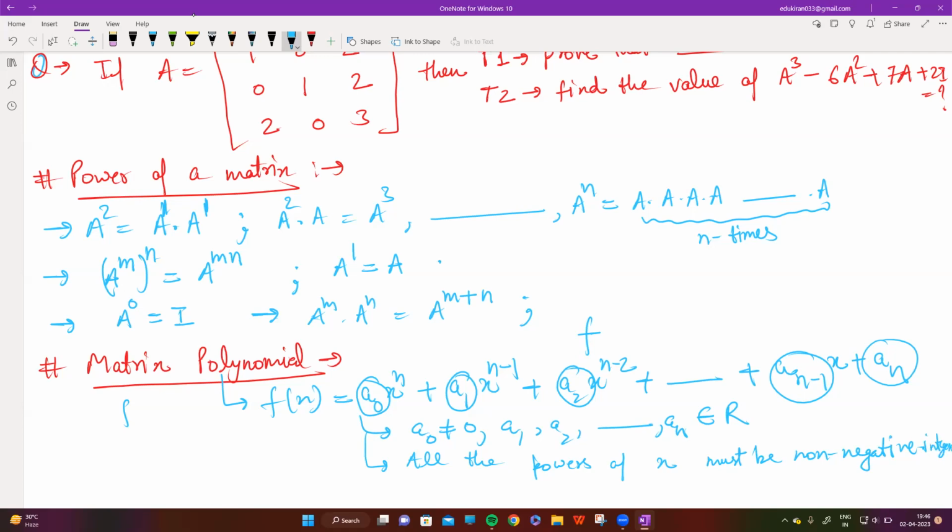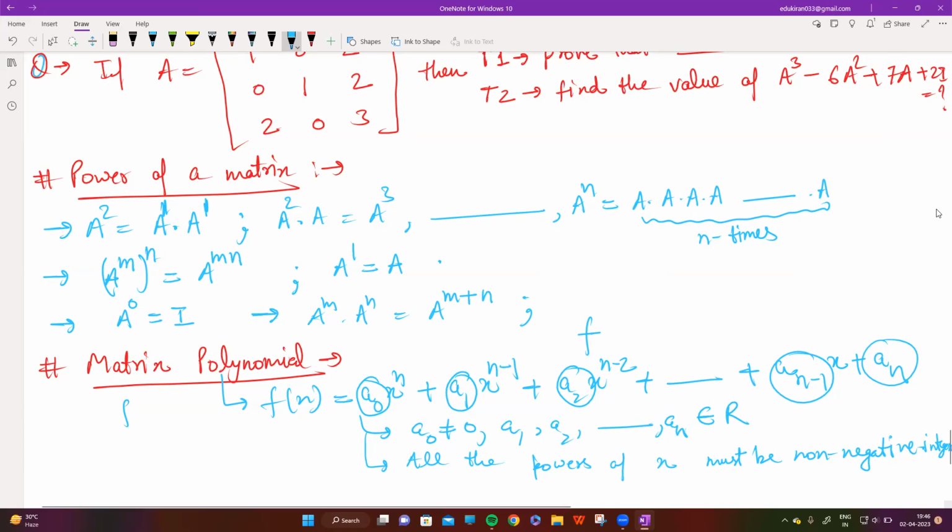x to the power 4, x to the power 3, x square. All these expressions are polynomials in which the power of the variable is a whole number. 0, 1, 2, 3, 4, 5, 6, it can be anything. It shouldn't be a fraction, and it should not be negative, right? All these expressions are known as polynomials, right?